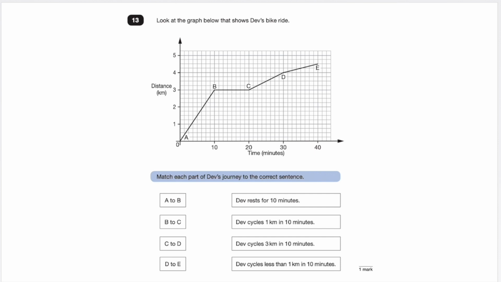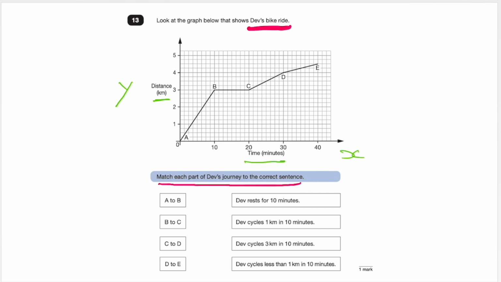It says, look at the graph below that shows Dev's bike ride. And we can see that along the x-axis, this axis here, we have the time that he's taken. And then along the y-axis, we have the distance that he has covered. So for example, we can see that in this 10-minute period, he covered 3 kilometers. Okay, but what's the question asking us? It says match each part of Dev's journey to the correct sentence.